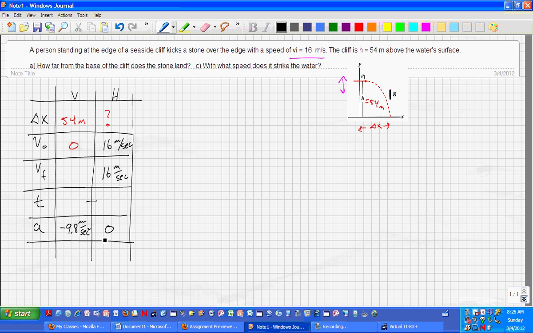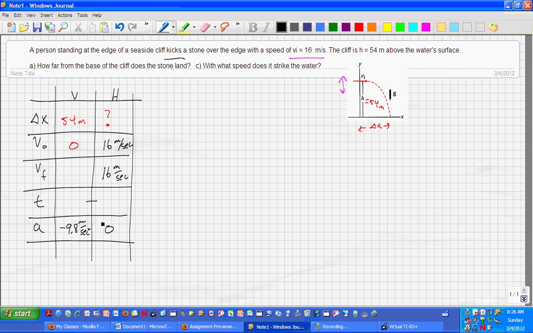There is no horizontal acceleration because, remember, once this stone leaves the cliff, once that foot stops giving it a kick, there is no force that causes it to accelerate. We're going to ignore air resistance, which means there's also no force that causes it to slow down. So there is no acceleration in the horizontal direction.